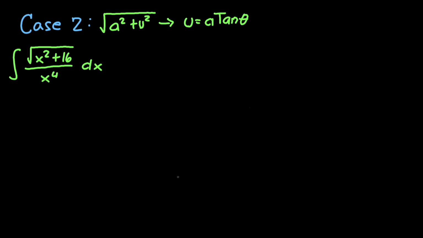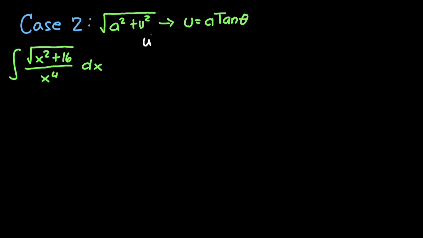Let us start with case number 2, wherein the square root of a squared plus u squared, or it can be reversed because it is addition, u squared plus a squared, substitute it as u equals a tangent of theta. Let us start with this problem. The integral of the square root of x squared plus 16 over x raised to the power of 4 dx.